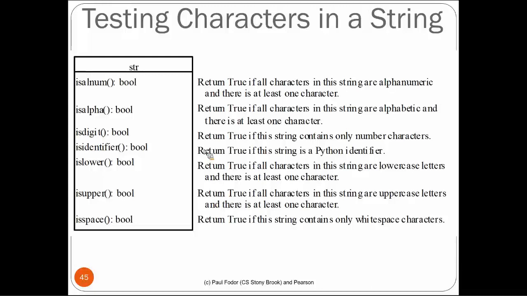IsDigit returns true if the string contains only number characters. IsIdentifier returns true if the string is a Python identifier, which is basically the same as in other languages. An identifier is an alphanumerical string that starts with a letter and may contain underscore, but that's the only special character that we may have. So identifiers are, for instance, D2, Paul, and so on. They are all strings that start with a letter, contain letters and digits and underscores.